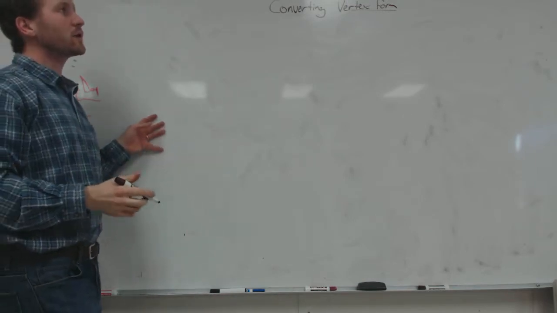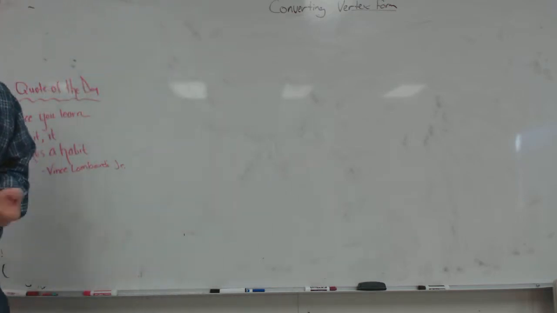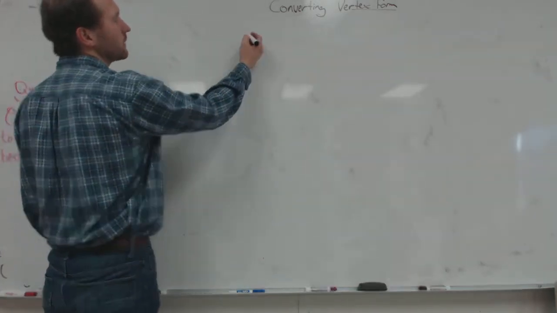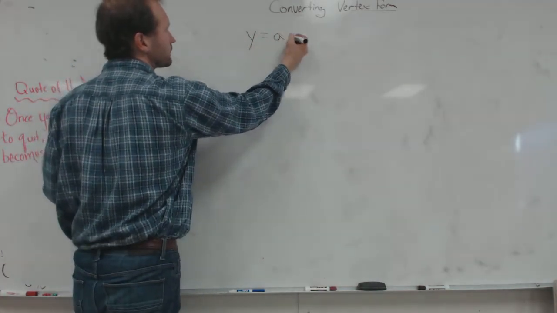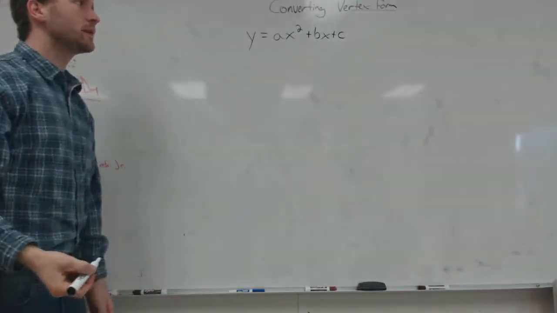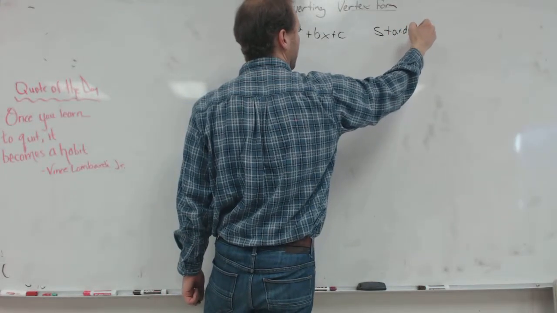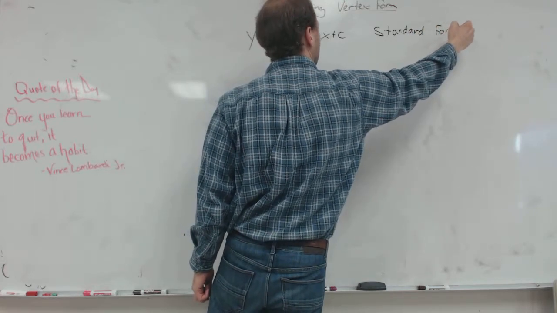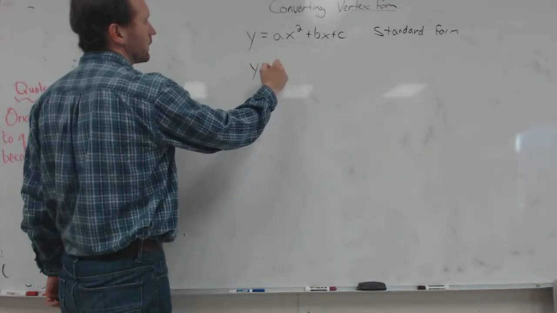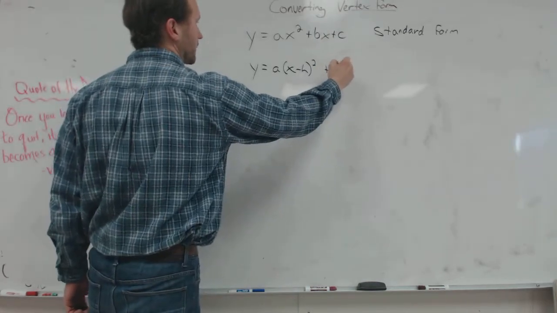Vertex form, and we'll convert between vertex form and, I'm going to call it, standard form. I don't know that there's really a technical name for this form of a quadratic equation. You'll see it called different things, but I'm going to call this standard form: y equals ax squared plus bx plus c, and then of course vertex form, y equals a(x minus h) squared plus k.